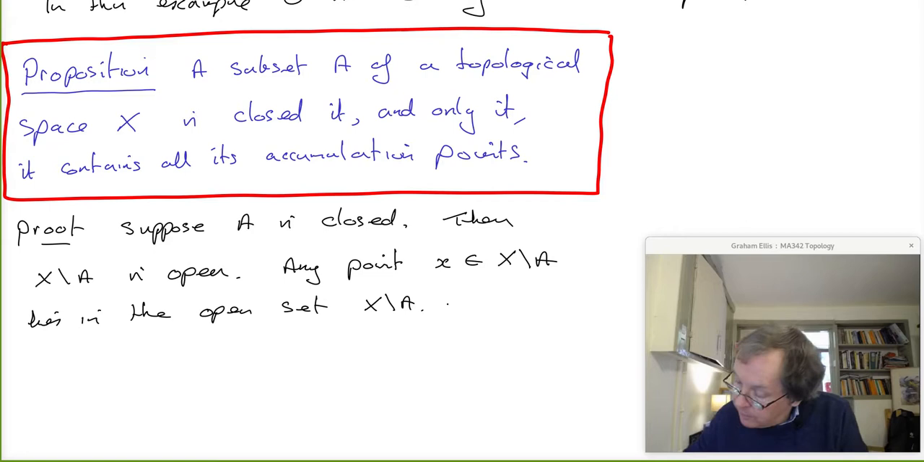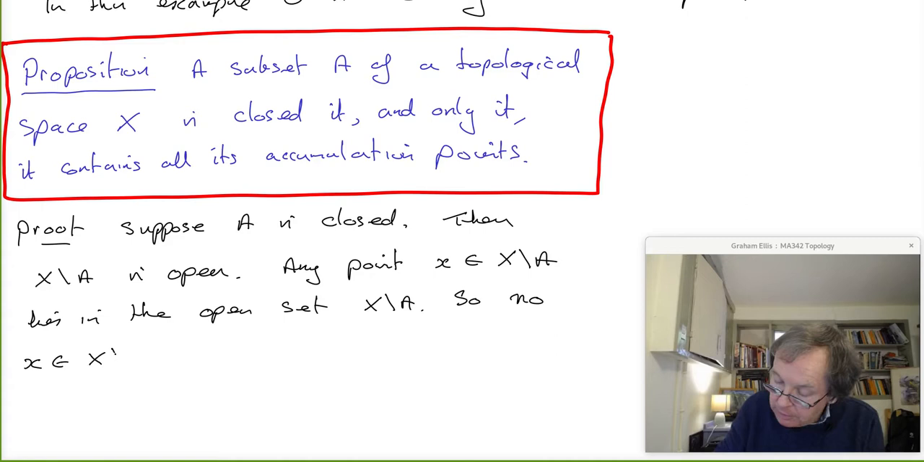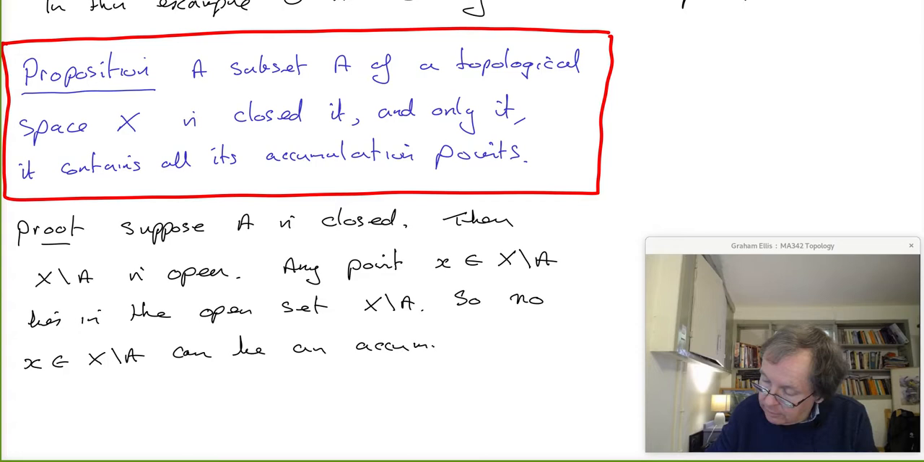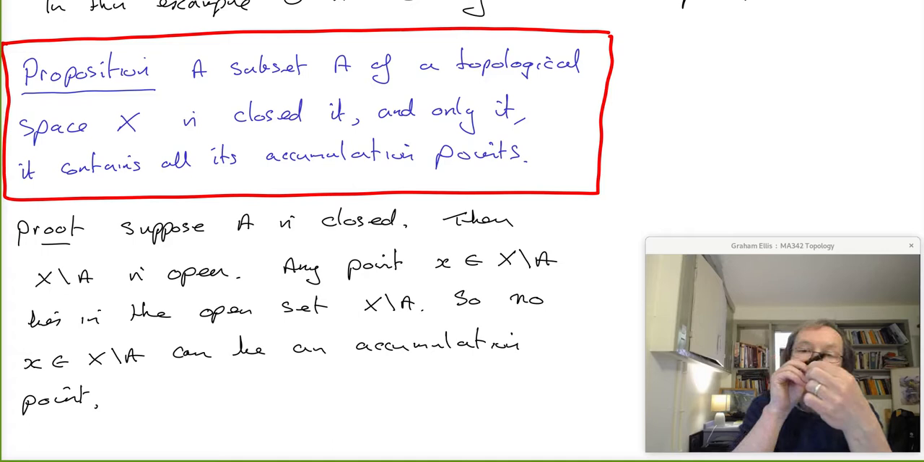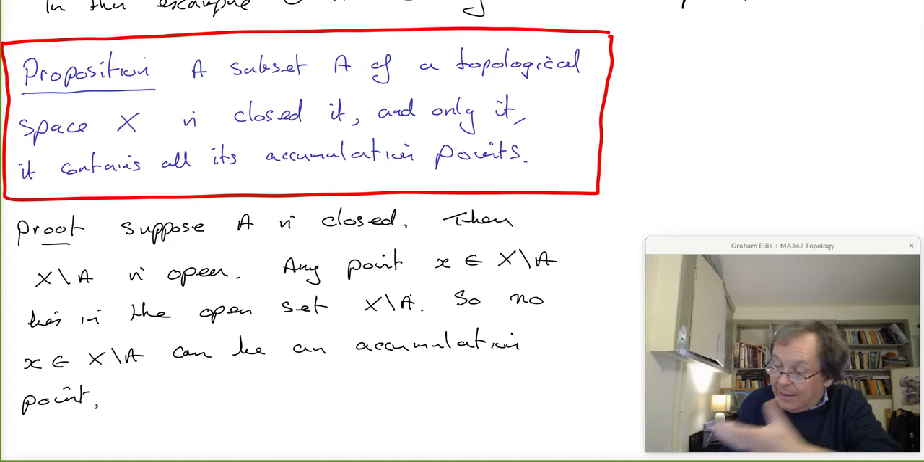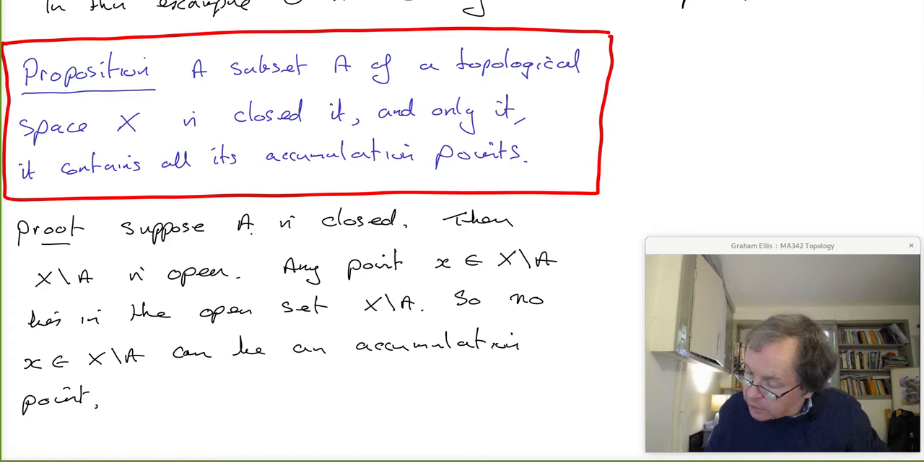So no point X in the complement can be an accumulation point. Why? Because for a point to be an accumulation point, it has to have the property that every open set containing it intersects with A. But any X in the complement is in the complement itself, which is open, and the complement doesn't intersect with A. So what does that tell us? Any accumulation point that A has can't lie outside of A. Well, if it doesn't lie outside of A, where does it lie? It lies inside of A. So any accumulation point must lie in A.